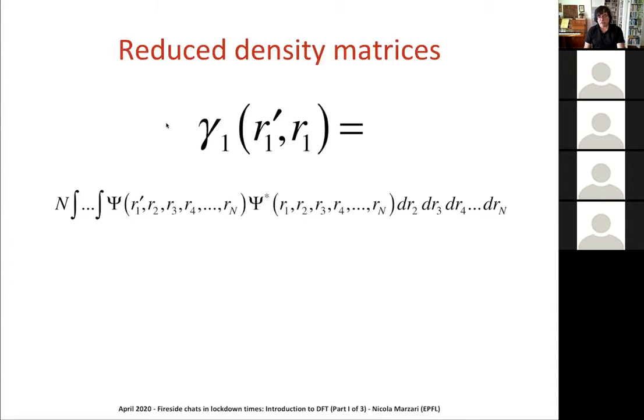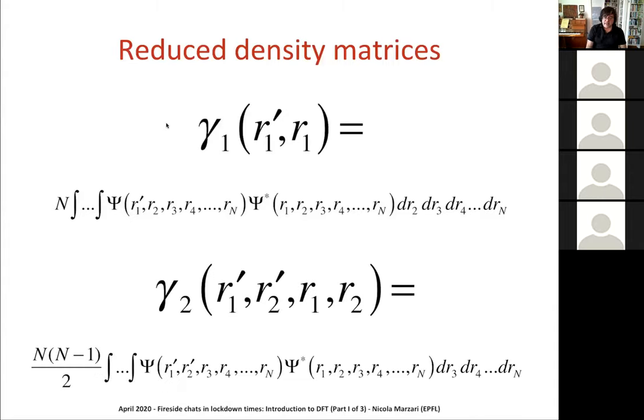So this is the definition of the first order, and the second order is now a function of 4 variables, and it's obtained in first quantization integrating over all the others minus the first 2 on each side. Look at this very carefully, because, you know, what are the objects that you have learned up to now? You have learned about the many electron wave function. 26 electrons for iron is already impossible to deal with.